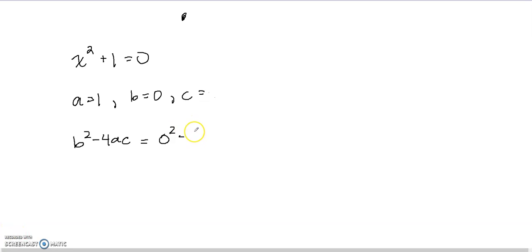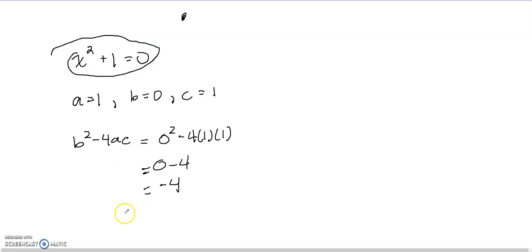Okay, sorry, back again. Some technical difficulties with Paint, but we would have 0 squared minus 4 times, and c was equal to 1, sorry, 4 times 1 times 1. So we would end up with 0 minus 4, which is negative 4. So that tells us that this equation up here has no real solutions.